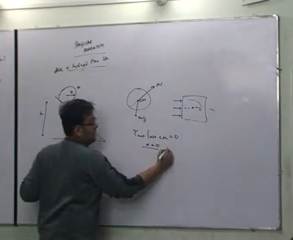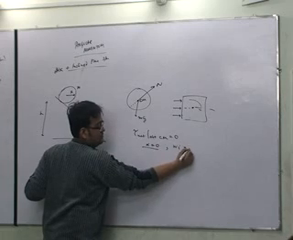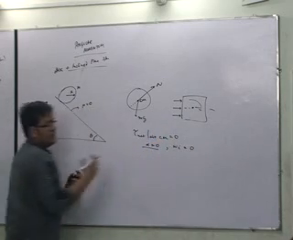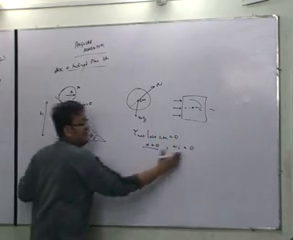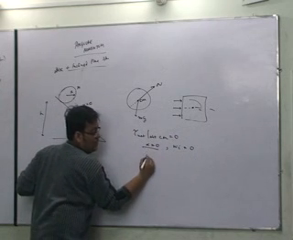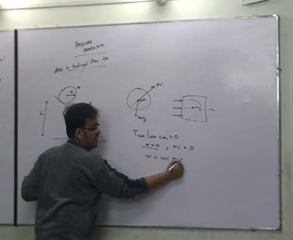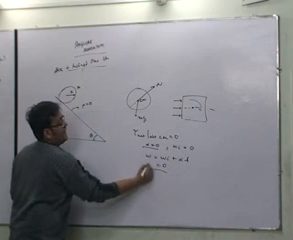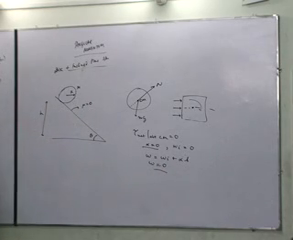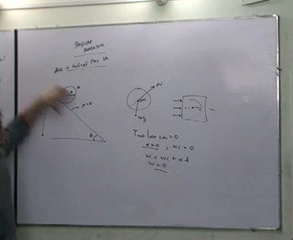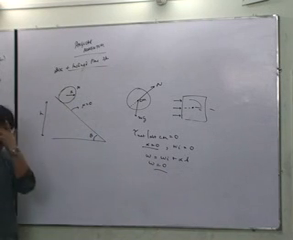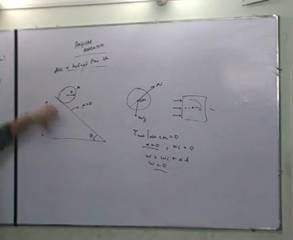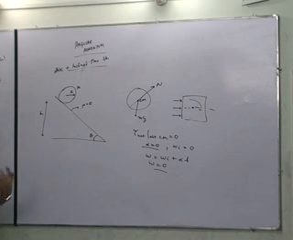What is the initial omega? The disk is released from rest, so omega i is 0. If omega i is 0 and alpha is 0, omega can be written as omega i plus alpha t, so omega remains 0 throughout. So the disk just slides down the incline, and the motion is a pure translation.